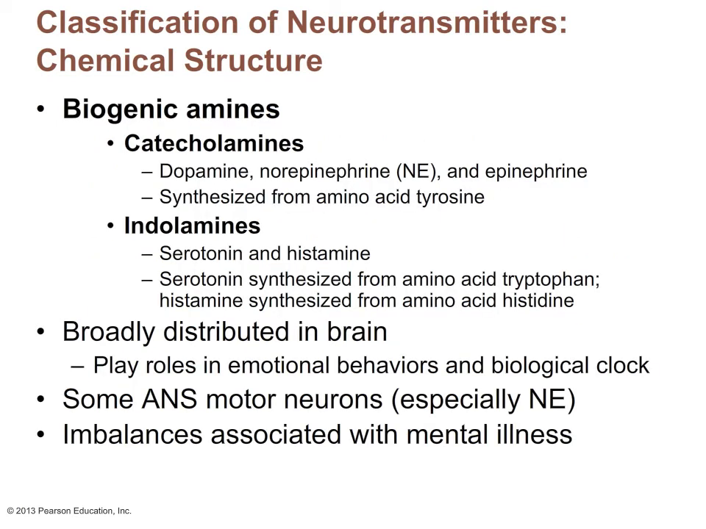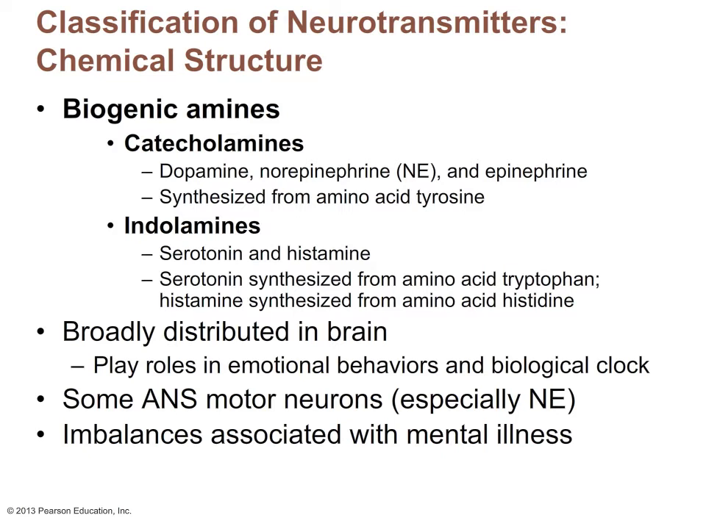In addition to acetylcholine, we have another class of neurotransmitters called the biogenic amines. And these are divided into 2 classes, the catecholamines and also the indoleamines. The catecholamines are based on the amino acid tyrosine, and they include things like dopamine, epinephrine, and norepinephrine.